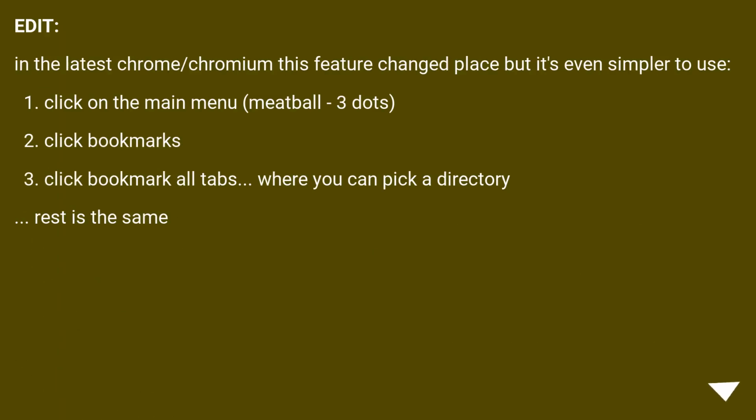Edit: in the latest Chrome/Chromium, this feature changed place, but it's even simpler to use. Click on the main menu, the meatball, three dots. Click Bookmarks. Click Bookmark All Tabs, where you can pick a directory. The rest is the same.